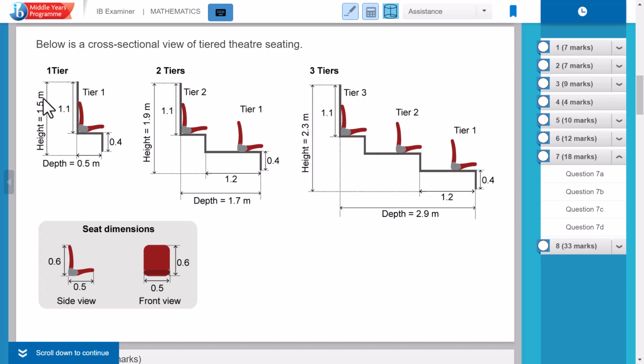This question is related to height. So see how the height is changing. Everything else is bullshit. Okay. So for 1 tier, this is your height. For 2 tiers, this is your height. For 3 tiers, this is your height.